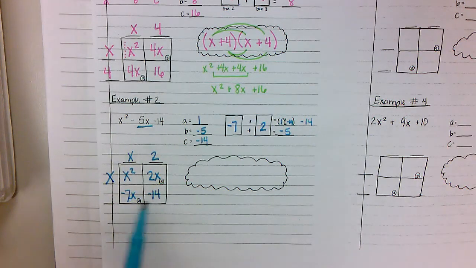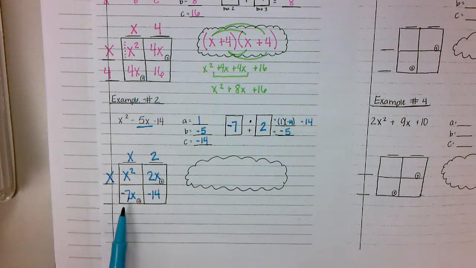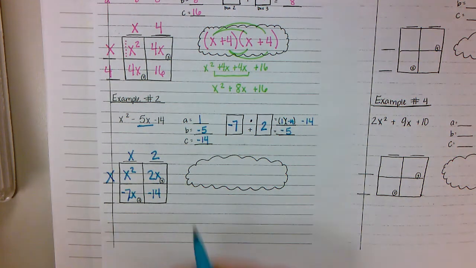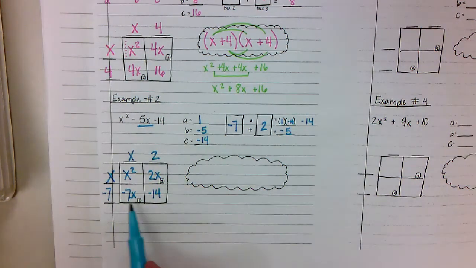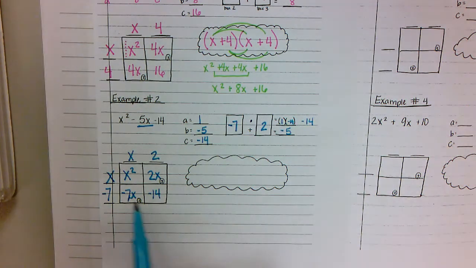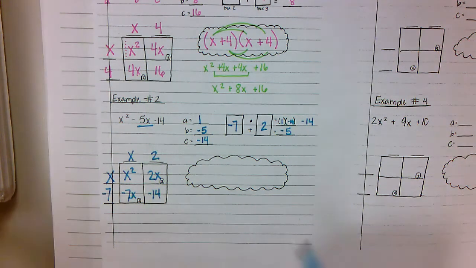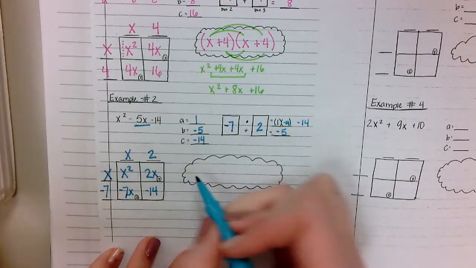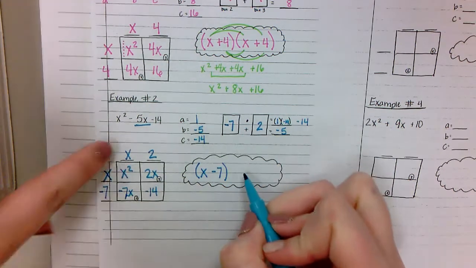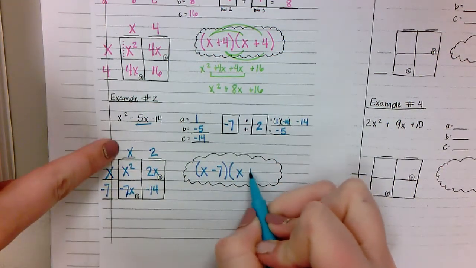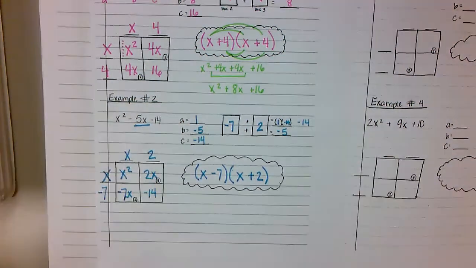And then is there a common factor between -7 and -14? Yes, there is. -7 can go into both of those, right? -7 can go into -7 once, and -7 can go into -14 twice. And is there a common number of x's? There is not. So these would be my factors. These are going to go together, x and a -7, and these are going to go together, x and a +2. And again, please feel free to check your work.